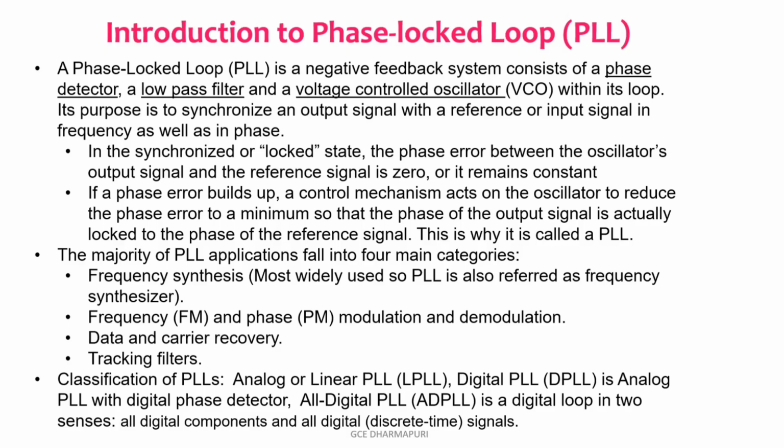In the synchronized or locked state, the phase error between the oscillator output signal and the reference signal is zero, or it remains constant. If a phase error builds up, that is, if I give any input signal, a control mechanism acts on the oscillator to reduce the phase error to a minimum, so that the phase of the output signal is actually locked to the phase of the reference signal. This is why it is called PLL.